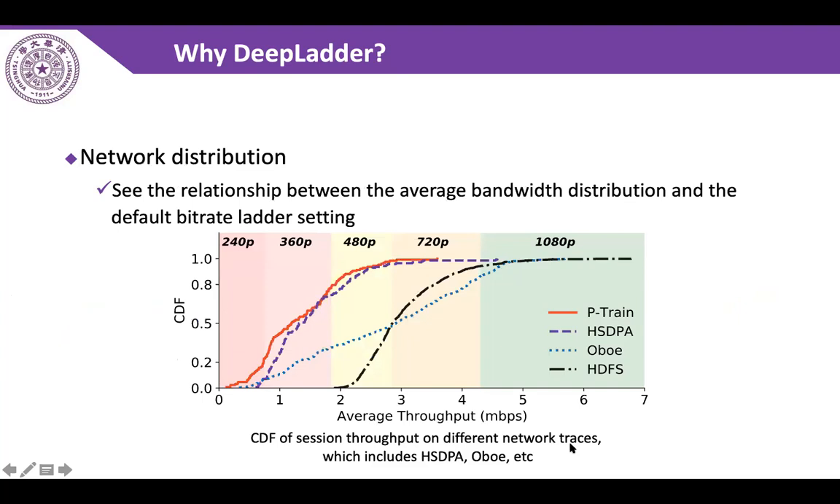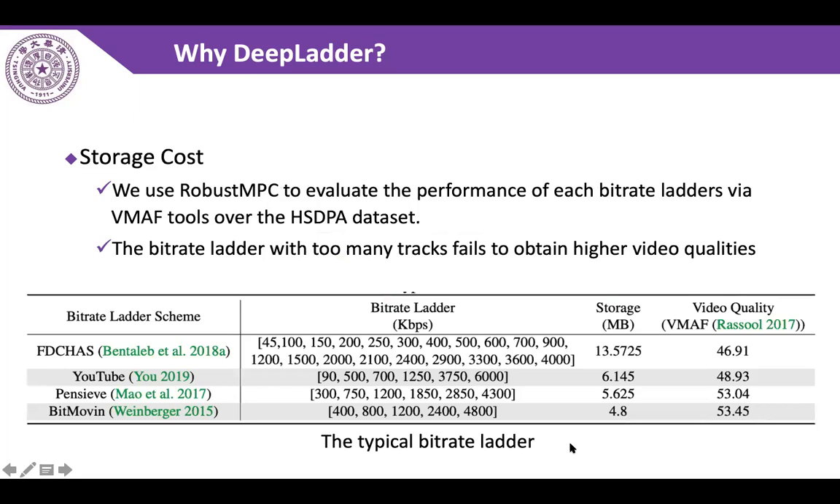Moreover, we further investigate the relationship between the average bandwidth distribution and the default bitrate ladder setting proposed by Pensieve. The CDF of session throughput curve in the figure shows that current network environments seldom cover the whole range of bitrate candidates. Thus, motivated by the previous bitrate ladder scheme, we take the current network traffic conditions into consideration. And finally, the table lists the bitrate ladder settings.